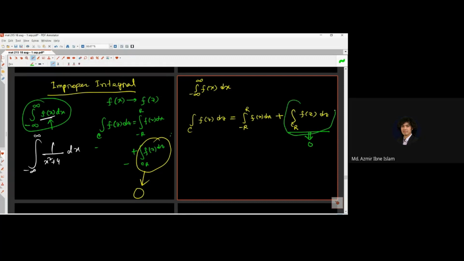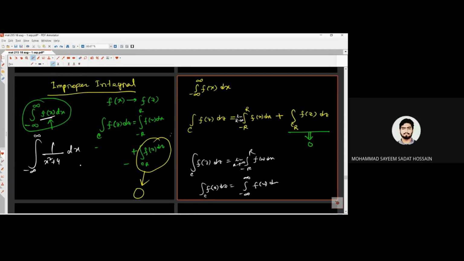So you don't need to show this part. You can easily skip this one because we have a theorem. Using that theorem, you can write this is 0. So finally, f of z dz, that is negative r to r f of x dx. That means here we can introduce limit r tends to infinity. So that means minus infinity to infinity f of x dx will be the same as f of z dz over this contour. So that means for solving this improper integral, we need contour integration. Is that okay? Yes, sir. So this is the theoretical part.